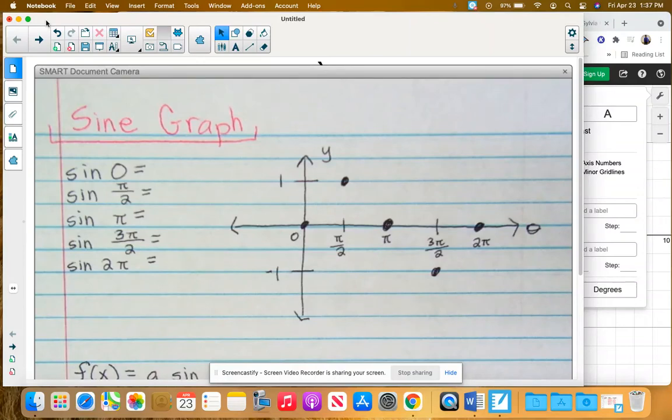Hey everybody, today we're going to learn about the sine graph. So we started a little bit of trigonometry, just kind of hitting the highlights since we're right here at the end of the semester. Today we're going to study everything about sine.